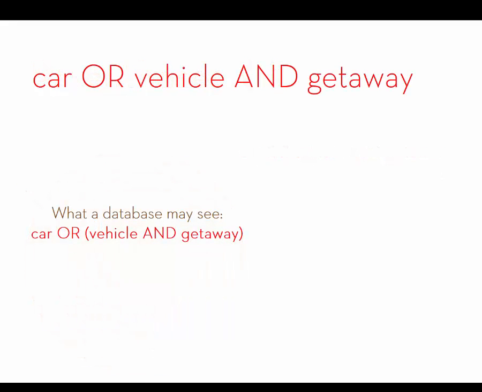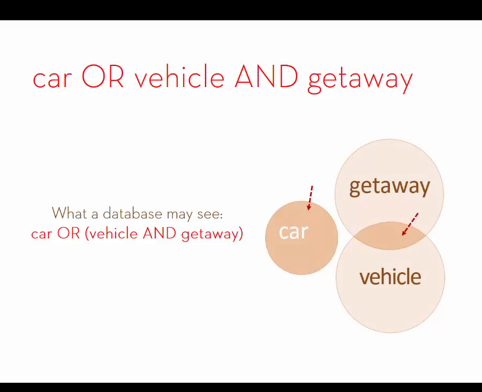A database, however, may process that same search string differently. It may process the last 2 terms first, in this case, vehicle AND getaway, and then find the documents with car. We can visualize this search as you see in this diagram. Each database uses its own processing rules for combining terms. You can read the help screen to find out which rules the database uses for combining terms, but that can be an inefficient way to figure out what the rules are for each database. An easier way is to just override the database rules by using parentheses.